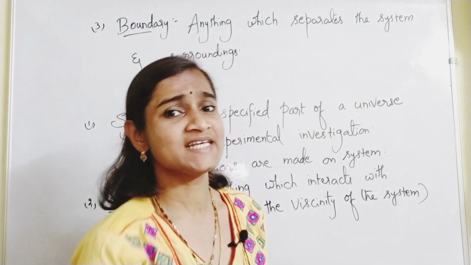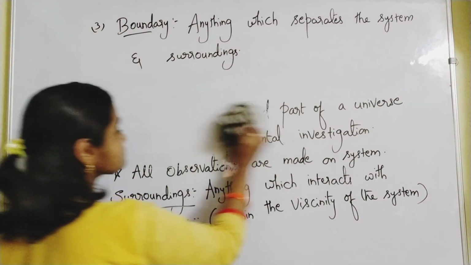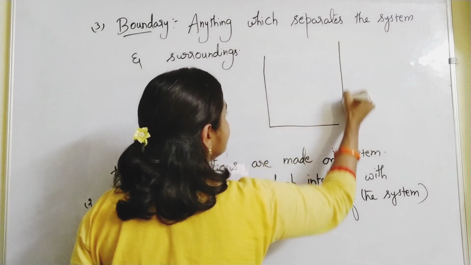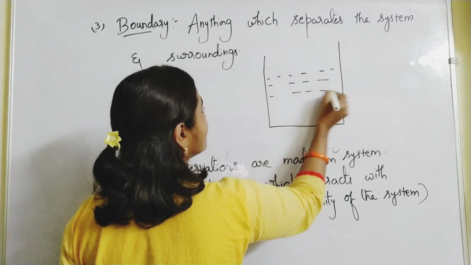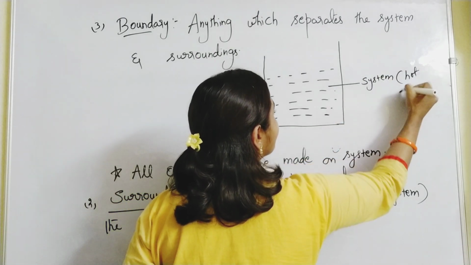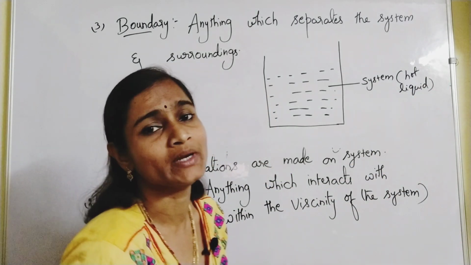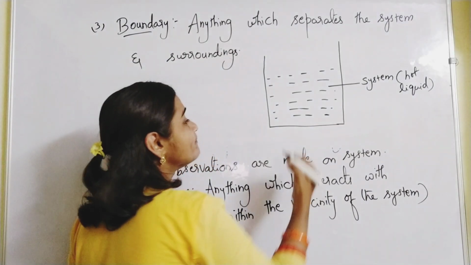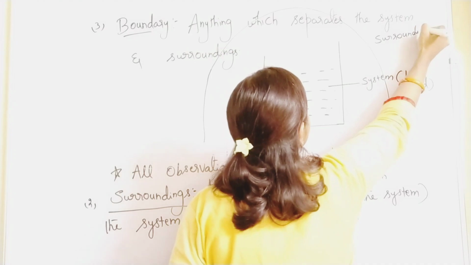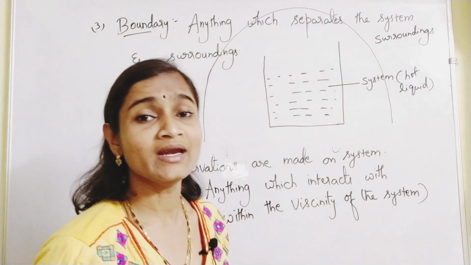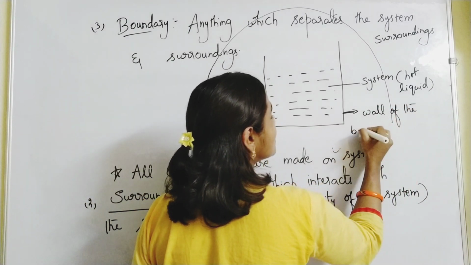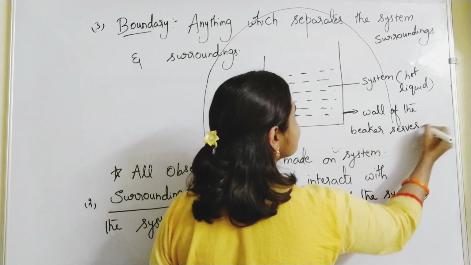You can take one best example, like a hot liquid taken in a beaker. Suppose a hot liquid is taken in a beaker. Imagine this to be the beaker. In this, hot liquid is taken. So the hot liquid constitutes the system. The hot liquid, hot water, or you can take any liquid. Hot liquid constitutes the system. And within the vicinity of the system, whatever is there, you call it as surroundings. And this wall of the beaker serves as boundary.